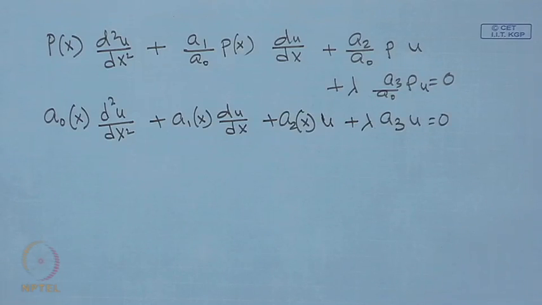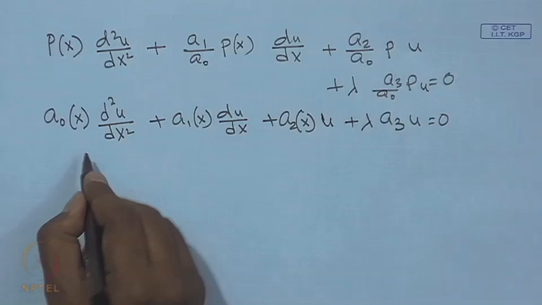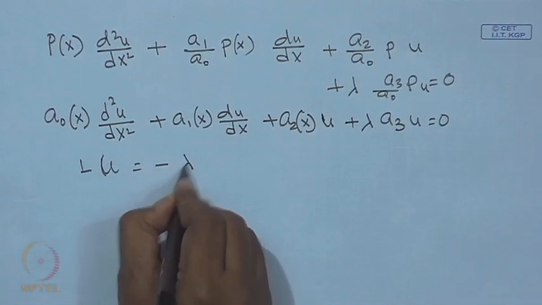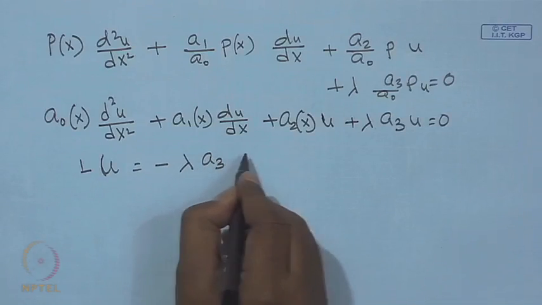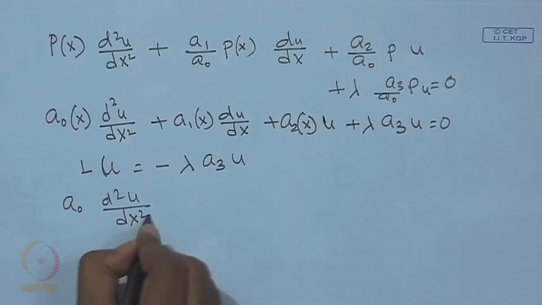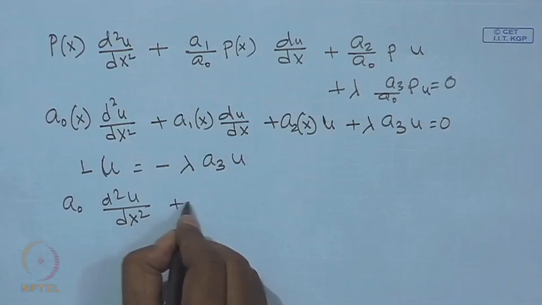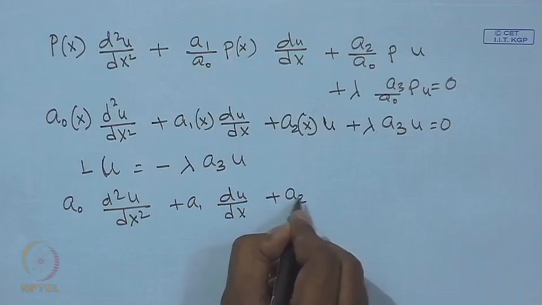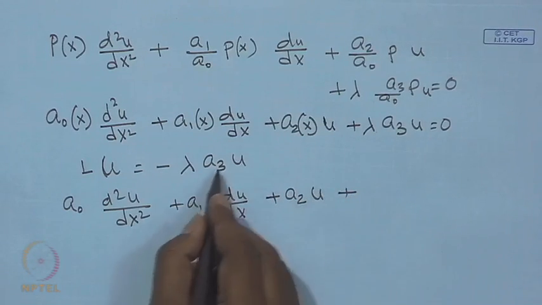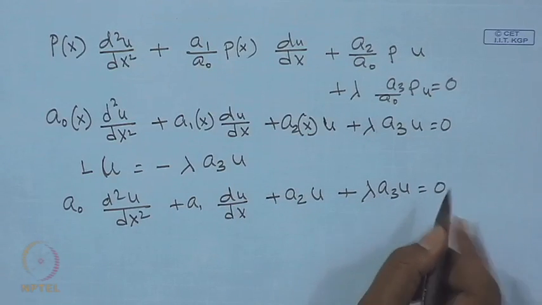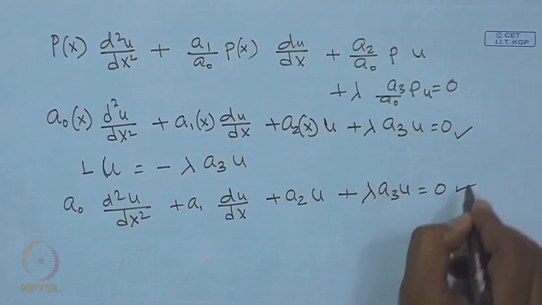So, if we now compare this equation with the earlier one that we had as L u is equal to minus lambda a 3 u. So, this becomes a 0 d square u d x square, write the operator L. So, this becomes a 1 du dx plus a 2 u plus, we take lambda a 3 on the other side. So, lambda a 3 u is equal to 0. So, these two equations are identical.